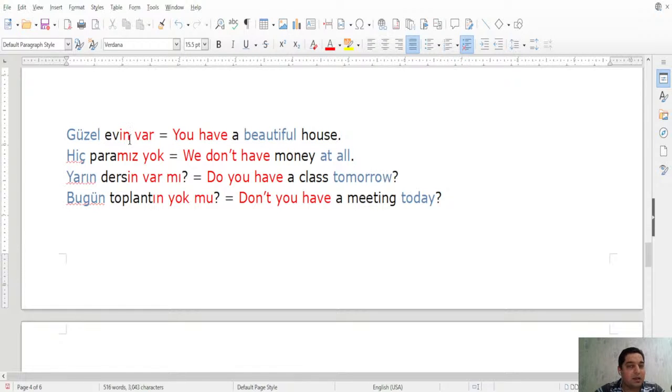I already omitted the possessive adjective senin here because it's already implied from evin. Güzel evin var. You have a beautiful house. Right? Hiç paramız yok. Or bizim hiç paramız yok. We don't have money at all. So I expanded the sentence. I omitted bizim here deliberately, and that already means we don't have money at all.